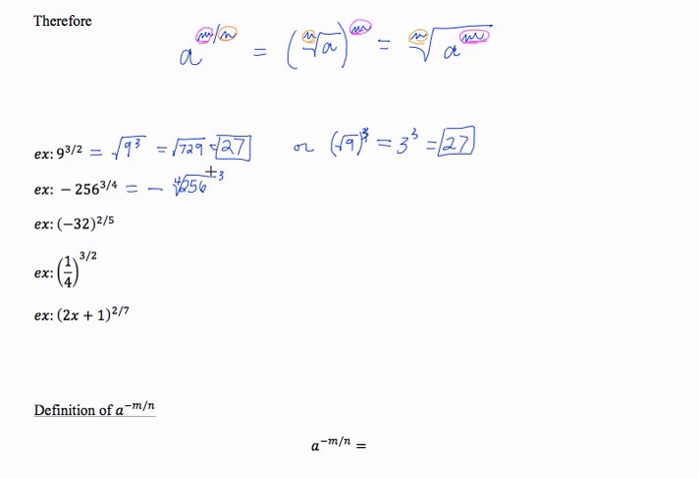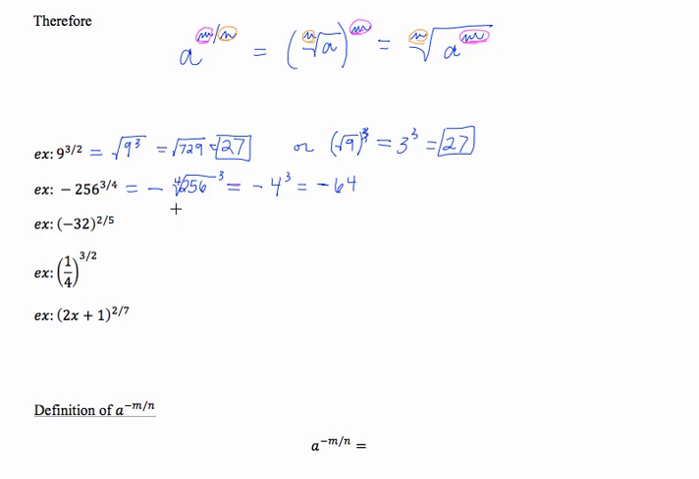Now you don't really have to write parentheses around that radical, but you can if you want. Okay, so for the 4th root of 256, if you need to use the calculator for that, that is completely fine. The 4th root of 256 is 4, so we have negative 4 cubed, and 4 cubed, let's see, 4 times 4 is 16, 16 times 4 is 64, so we have negative 64.